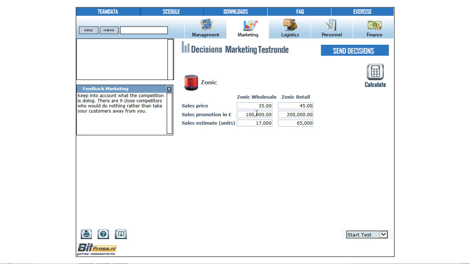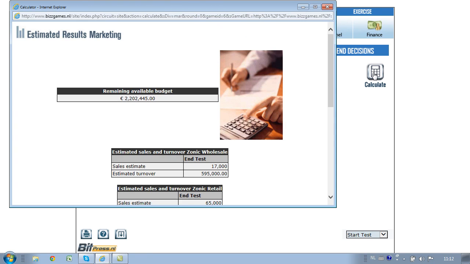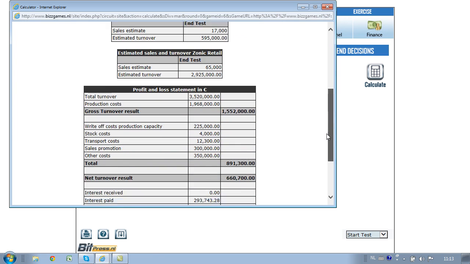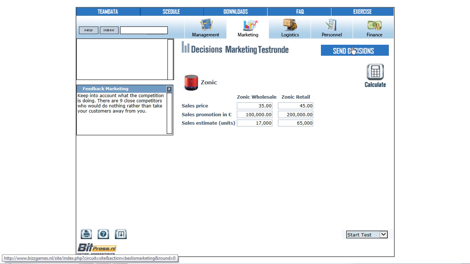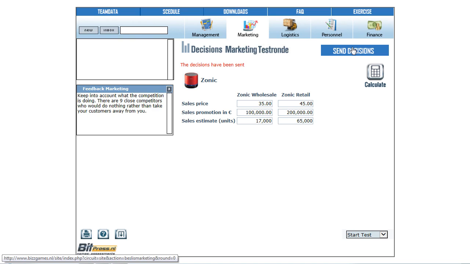Please note that we use the comma as a thousand separator and a point for the decimals. If you click on the Calculate button, you can see a pre-calculation on the basis of your own decisions and sales estimates at marketing. You can see your remaining available budget, the estimated sales and turnover, and the pre-calculated profit and loss statement. After the processing of the round, you can compare your results in the market with your pre-calculation and make an analysis of the differences. You can always change your decisions and send them again until the processing of the round.